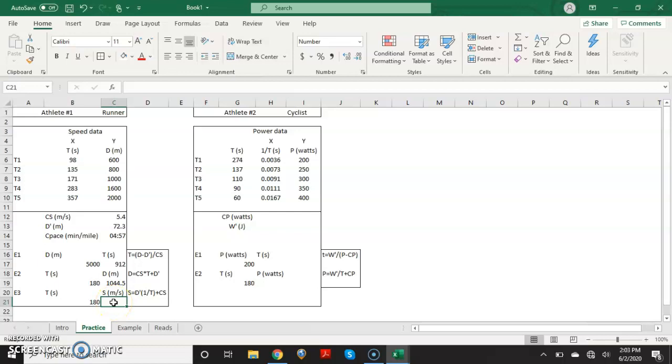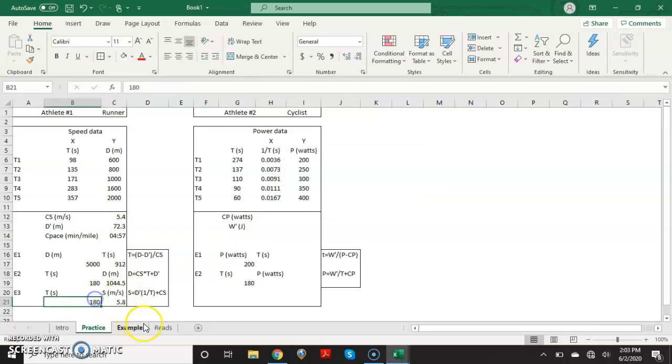And at the end, I'll show you two papers, and one of those papers actually shows you this equation. So this one equals D prime multiplied by the inverse of the known time, all plus critical speed. And there you have it.